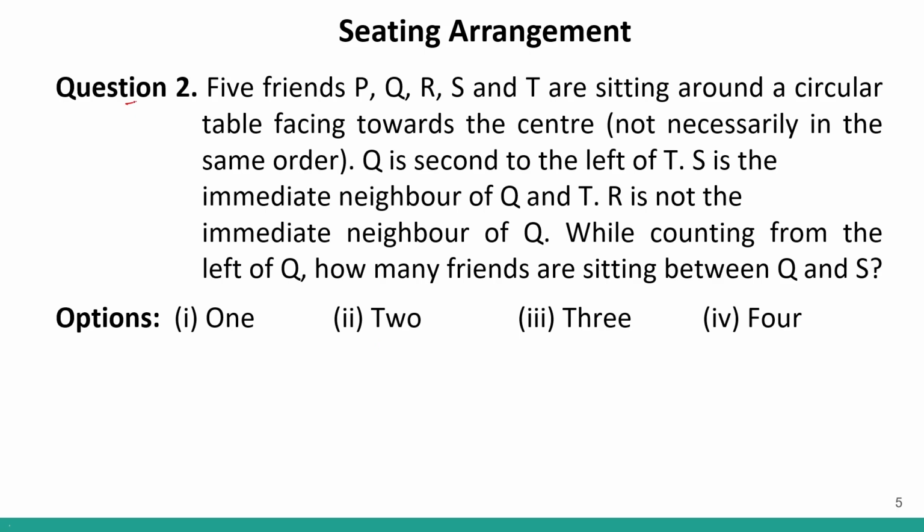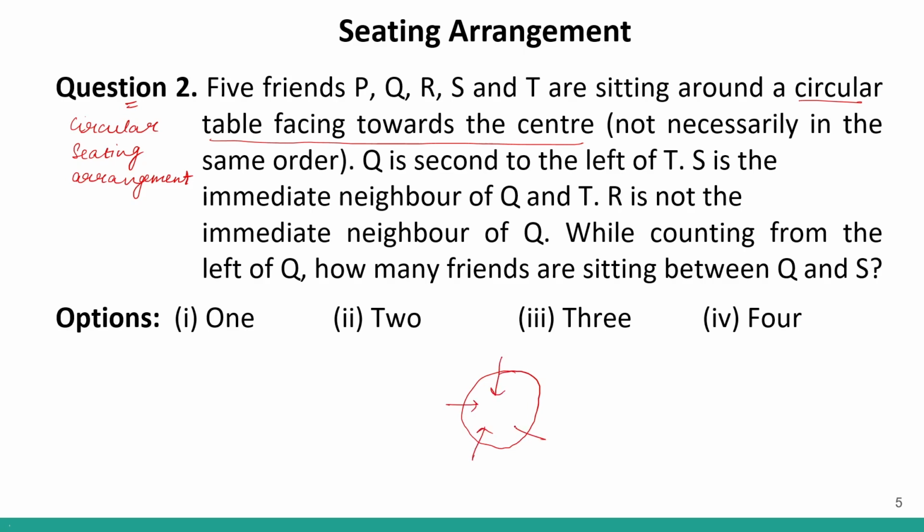Coming to question number 2. Question number 2 says that there are 5 friends. They are sitting around a circular table facing towards the center. So again a question of circular seating arrangement. So we have 5 friends that are facing towards the center. So let's draw 5 friends: 1, 2, 3, 4 and 5.